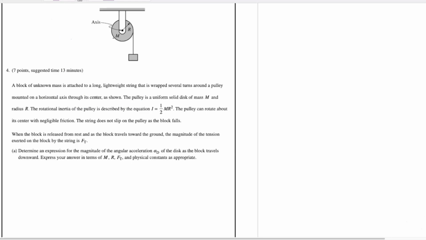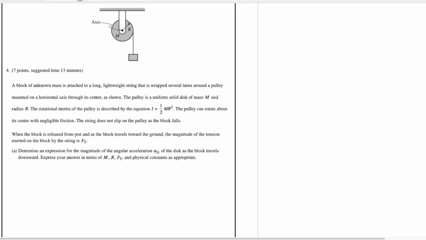Number 4, we have a block of unknown mass. It's attached to a long, lightweight string that is wrapped several turns around the pulley. This is a pulley mounted on a horizontal axis through its center. The pulley is a uniform disk with mass m, and the rotational inertia of the pulley is this. The pulley can rotate about its center with negligible friction. The string does not slip on the pulley as the block falls.